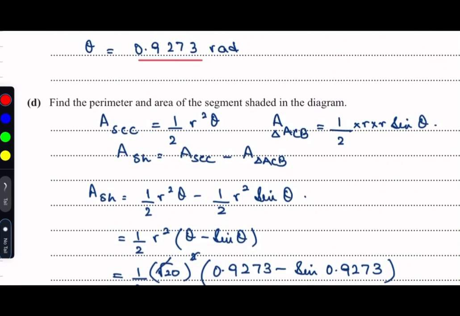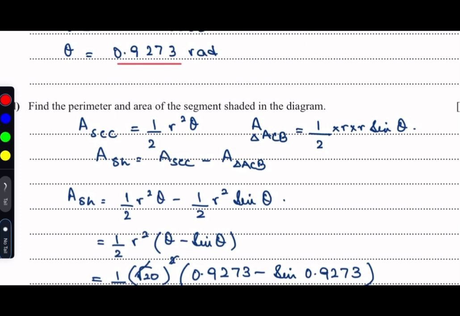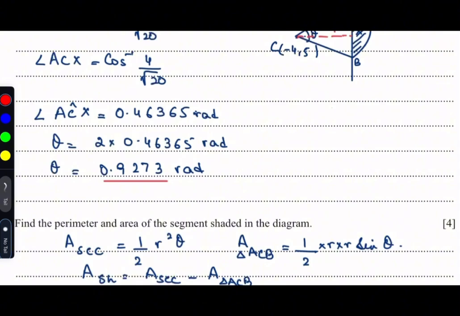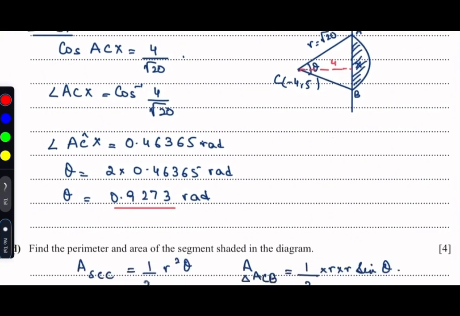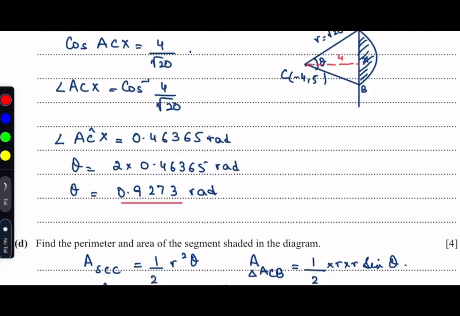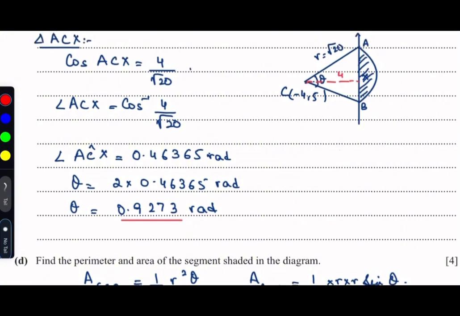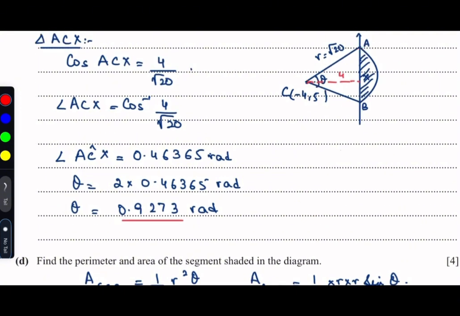Now it says find the perimeter and area of this segment shaded in the diagram. So I have this diagram in front of me. What I know is for the perimeter and area of the shaded segment, the area is simply area of the sector minus area of the triangle. For the area of the sector, I know the formula is half r squared theta. And for the triangle, it is half r squared sine theta.